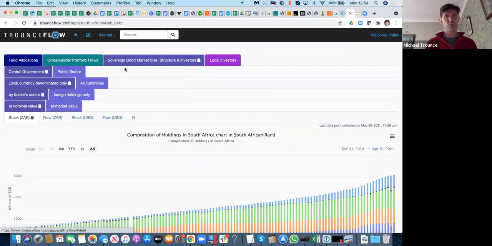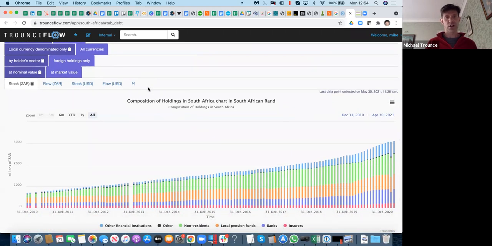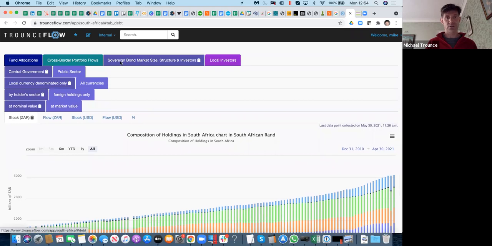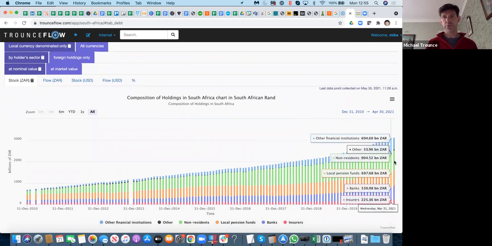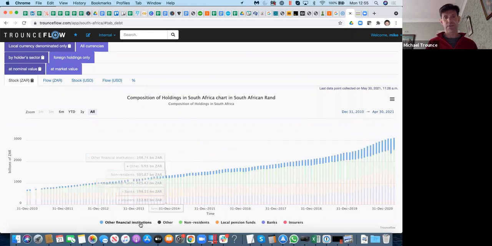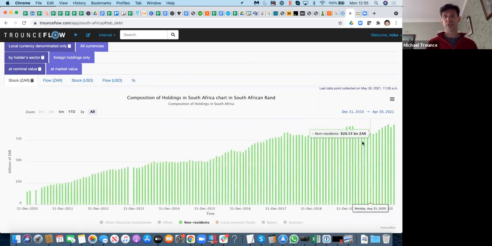Now, I said that foreigners were important to the South African local currency government bond market. This chart, which we see when we land on the sovereign bond market size, structure and investors tab, shows you that. It's central government debt, local currency denominated only, and it shows you who the holders are. You can see that in green, the foreigners are a big component here. If I unselect some of the other ones, what also stands out is that over the last year, they've really been buying a lot more bonds.